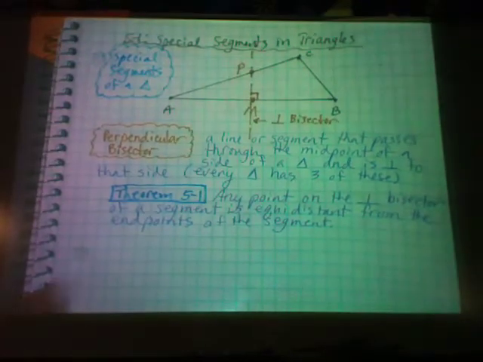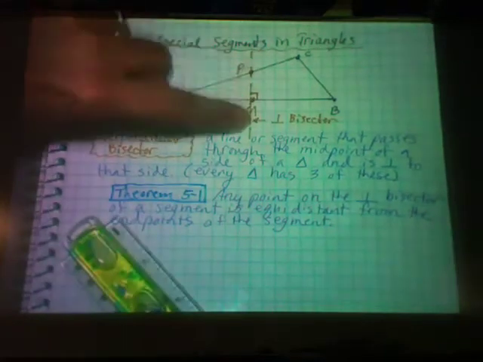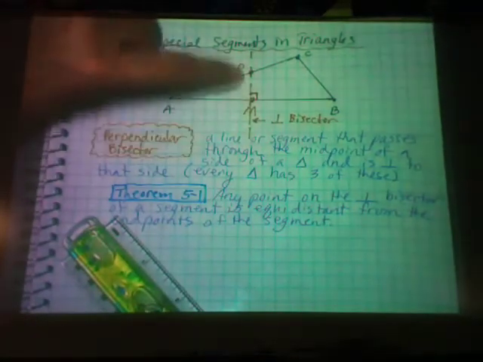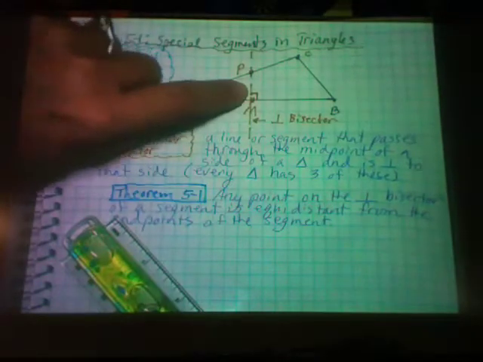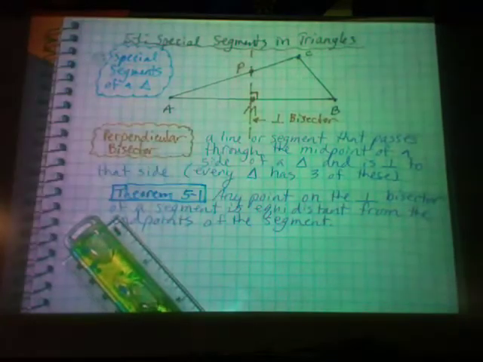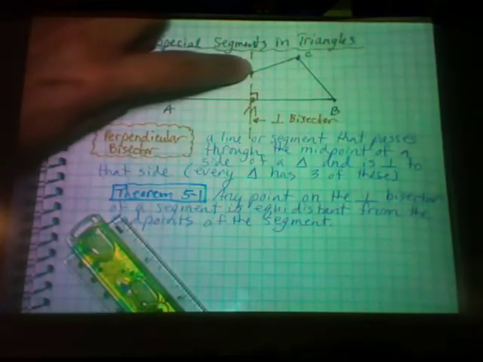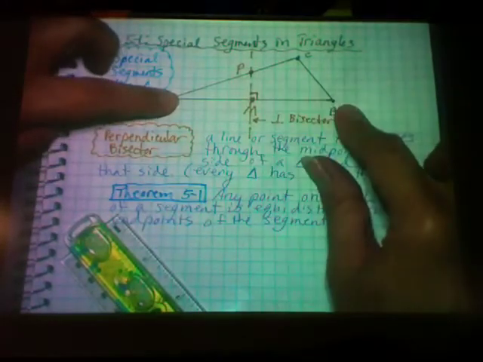So again, it says any point on the perpendicular bisector is equal distance from the endpoints of the segment that it's bisecting. For instance, isn't point P on this perpendicular bisector? And I could have chosen any point. I could have chosen that point right there in the very center. I could choose a point outside of the triangle as well. Doesn't matter what point I choose. This point is going to be the same distance from P to A as it is from P to B. And if I were to draw a line going from P to B and from P to A, I would have an isosceles triangle. And so let's measure. I'm going to prove it to you.